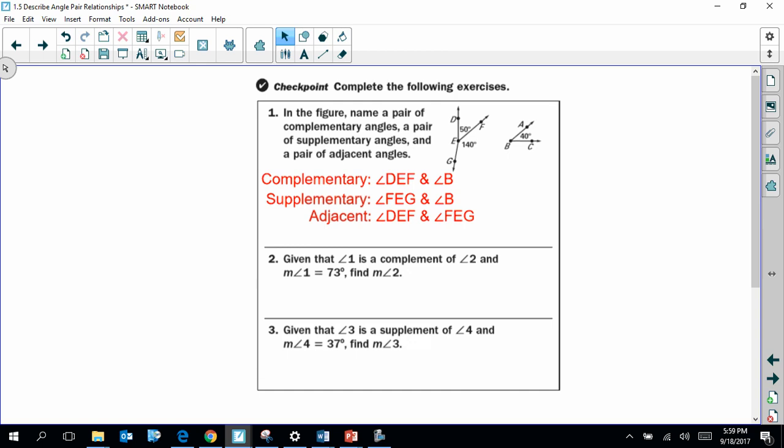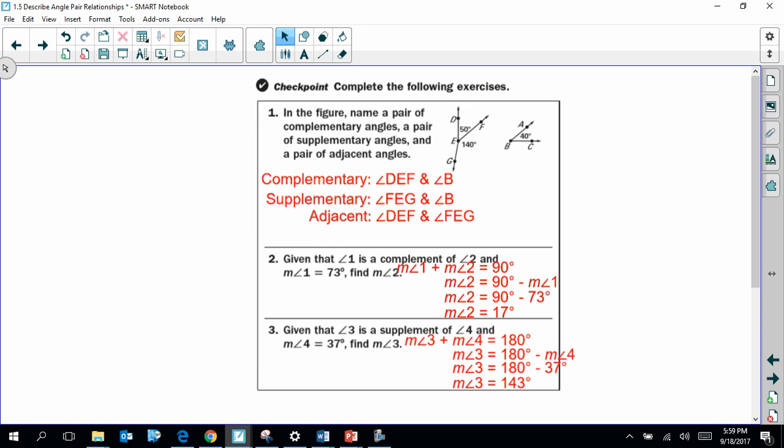Here we're looking at angle 1 as being a complement of angle 2. So again, they're going to be complementary and they have to add up to be 90. So I say angle 1 plus angle 2 equals 90. Move angle 1 over through subtraction. Substitute my numbers, and angle 2 is 17 degrees. Same thing here, angle 3 and angle 4 being supplementary. I'm going to say those two angles make 180. Move the angle 4 over through subtraction. Substitute my numbers and say angle 3 has a measurement of 143 degrees.